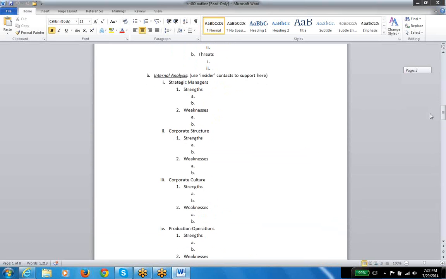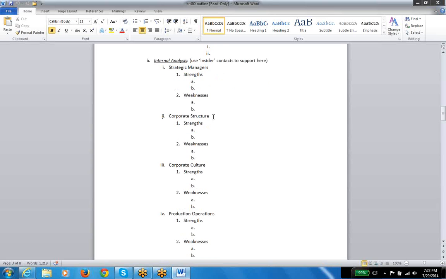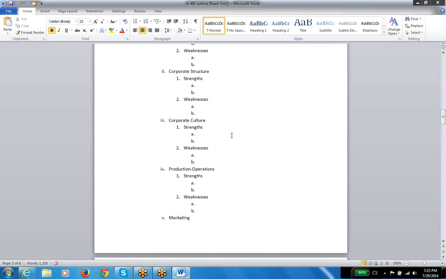For those of you that haven't caught it before, I know I've put it in a couple discussion forum posts. Internal things are things that the company can control. So if you think about it like this, managers, the company can hire and fire whoever they want for a manager. They can control that. So what do they have for managerial strengths? Where are the weaknesses? Corporate structure. The company can decide how it wants to structure. Do we go with the old school vertical pyramid type of structure? Do we do some flat structure? Do we structure like Google? How do we want to go? What are the goods, the bads about our structure?